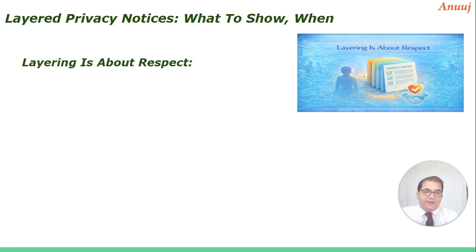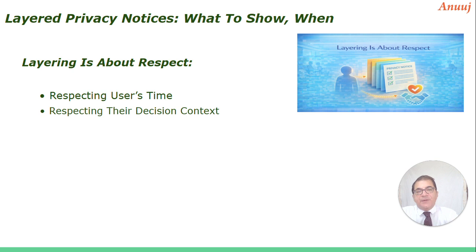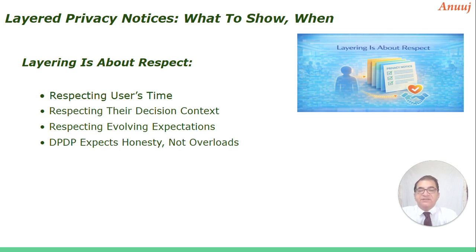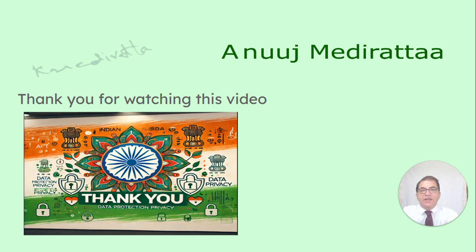Layering is about respecting the users. Important. You are not forcing him to read the complete notice. You are giving him only the detail that he needs as a summary, or if he wants to get detail in one or two of those things. You are respecting his time. You are respecting and empowering him to take better decisions. You are respecting and evolving his expectations, and that's what DPDP expects. Honesty, not overload. So that's about a layered privacy notice.